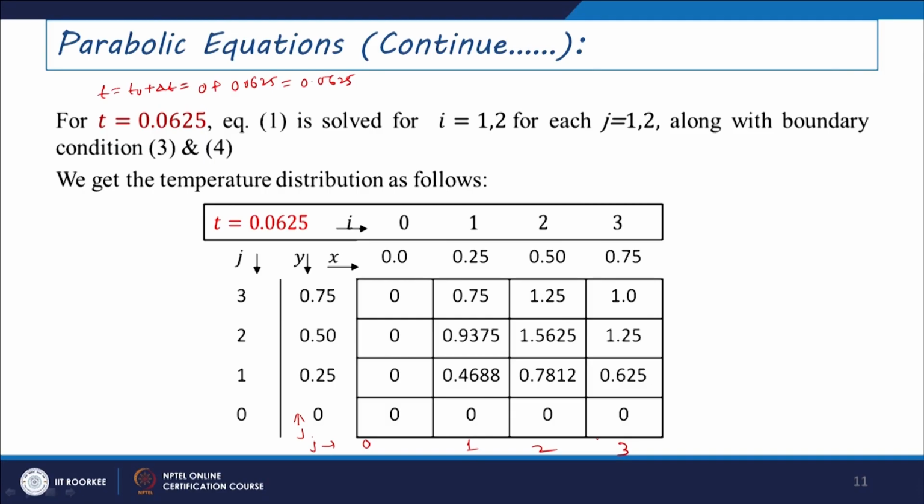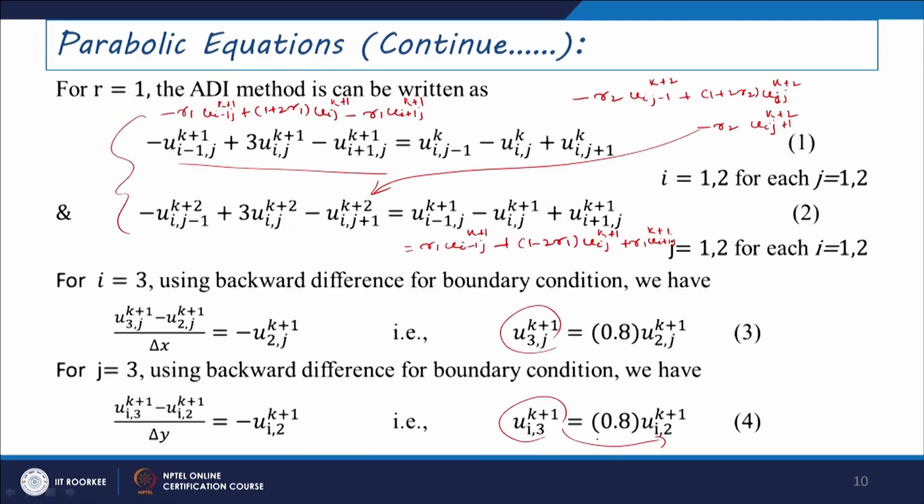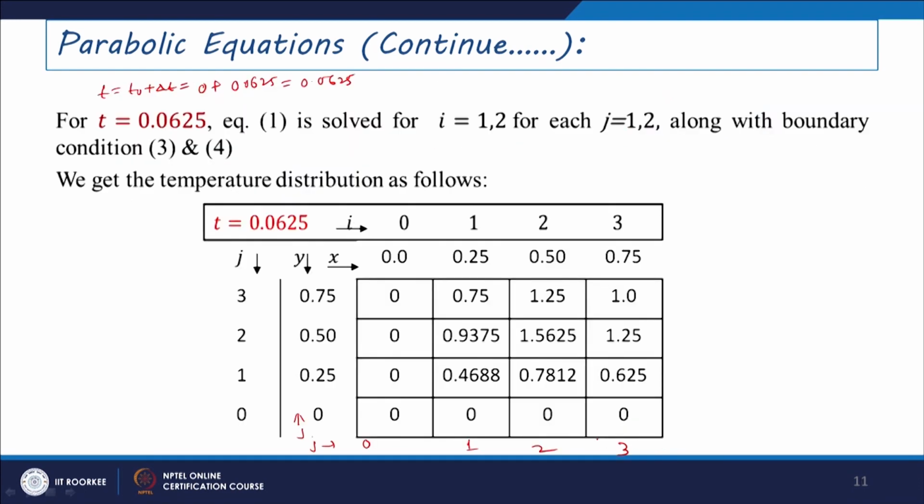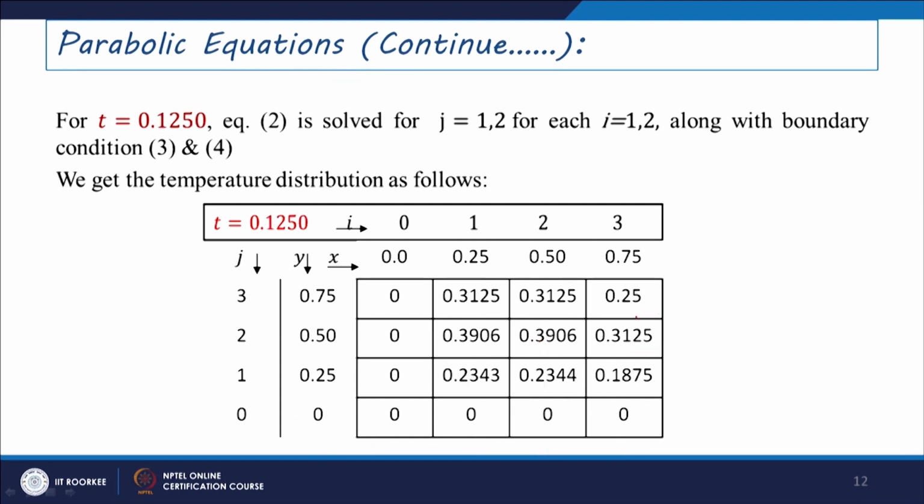If you compute all these values from the set of equations formulated here, we can find the temperature values at the different grid points: 1,1, 1,2, 1,3, then 2,1, 2,2, 2,3, then 3,1, 3,2, 3,3 coordinates. These are the values computed using the previous equations.